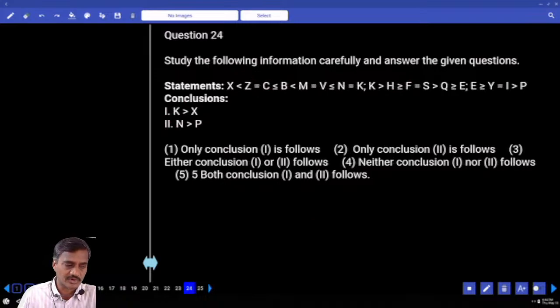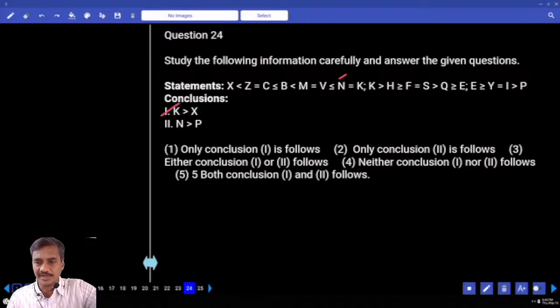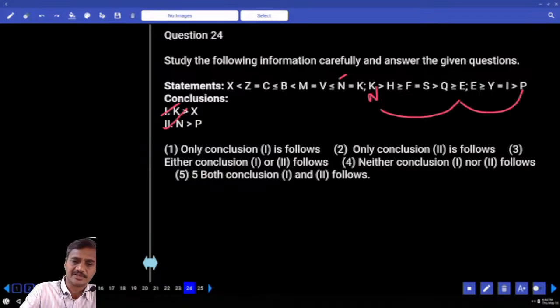The next one, 24. Now in this 24, K is here and X is here. X is lesser than K, so K greater than X, definitely. N and P: N equals K, so N and K are one and the same, and I can write N at this point. Now for K to P and N to P, the common element is E. N is greater than E, E is greater than P, so N is greater than P. Hence both the conclusions follow, both 1 and 2, choice by 24.